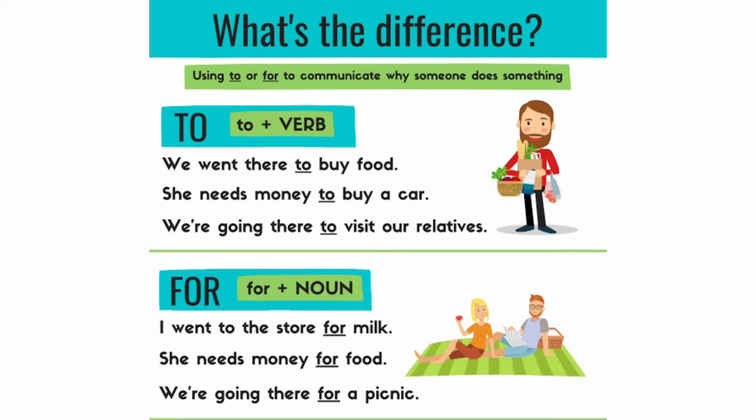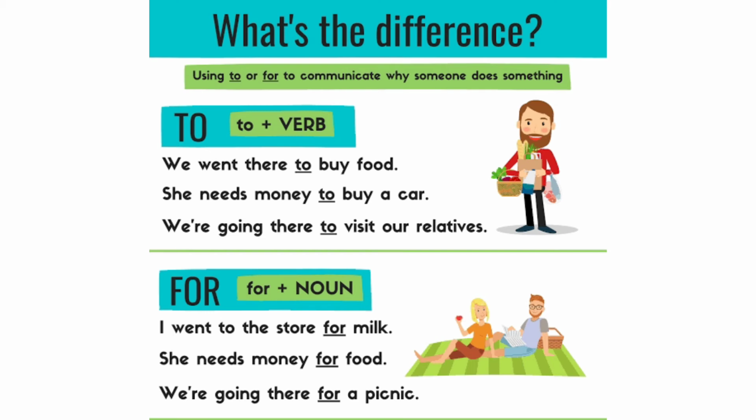So now I'm going to give you examples to clear what's the difference while using to with verb and for with noun. Let's see the examples. What's the difference? Using to or for to communicate why someone does something. To plus verb. Examples. We went there to buy food. She needs money to buy a car. We are going there to visit our relatives.